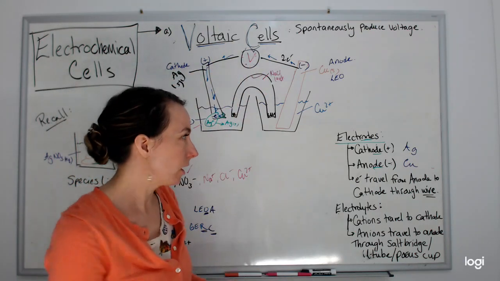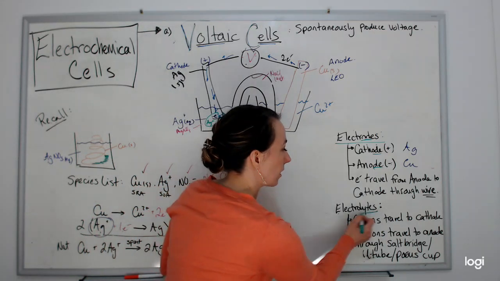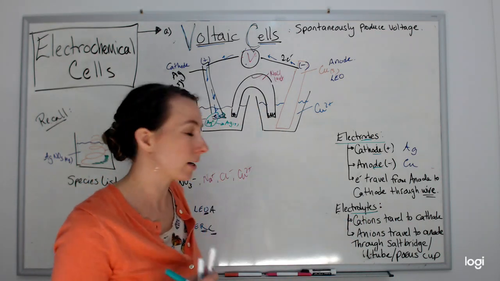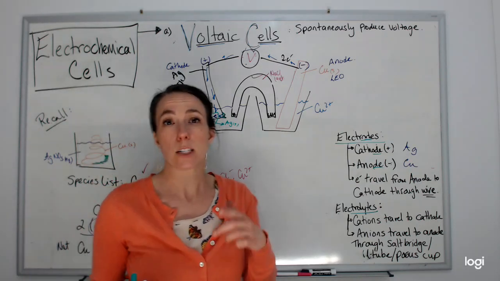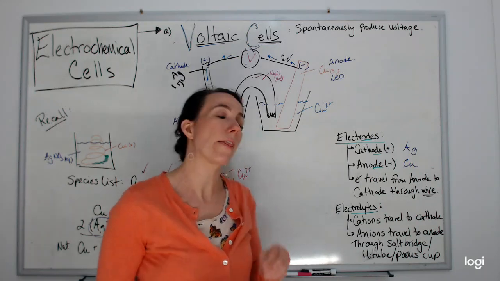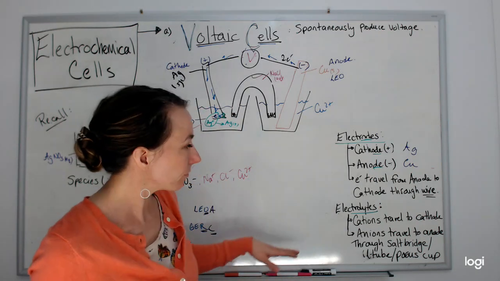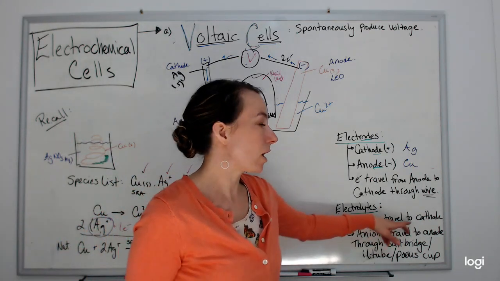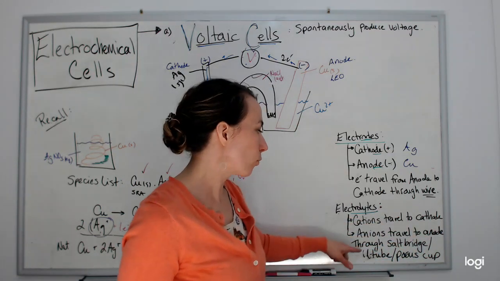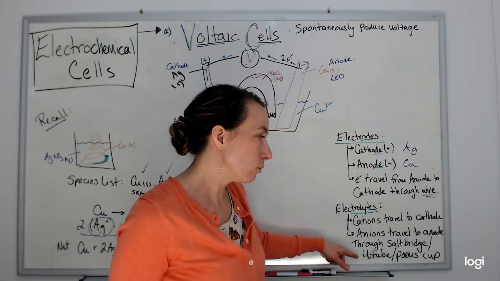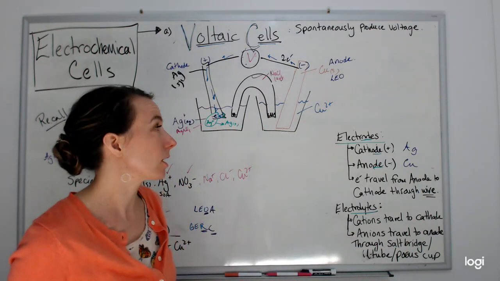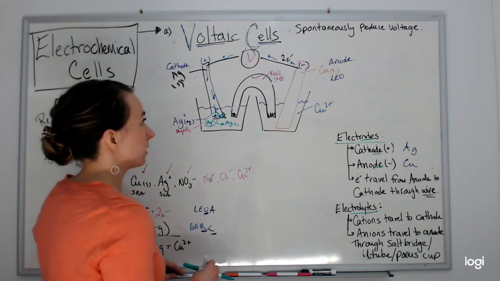Okay, got it. Next bit of vocabulary, electrolyte. I already defined that as the soluble ionic compound that conducts electricity. Electrolytes by definition can also be molten ionic compounds, and they also conduct electricity. Cations travel to the cathode, anions travel to the anode through the salt bridge or the U-tube, or we can also make this out of a porous boundary, porous cup. Okay, so let's navigate that.